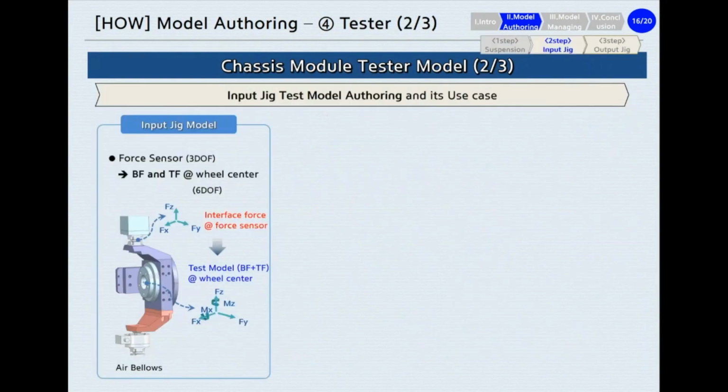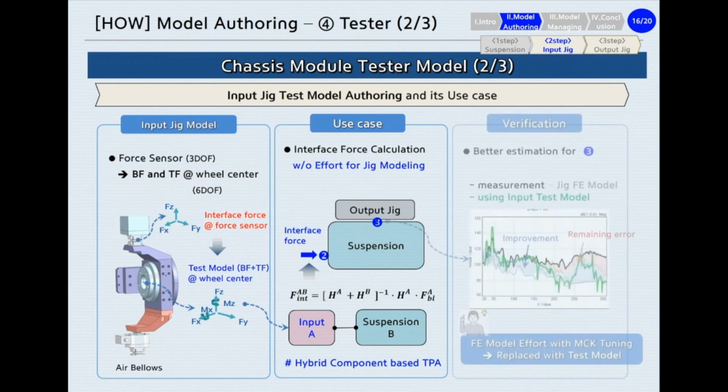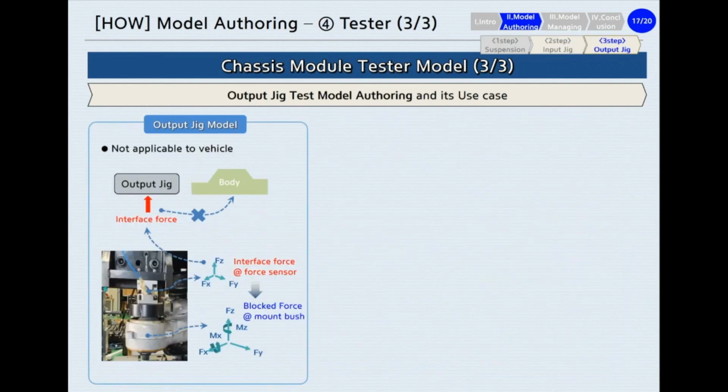To solve this problem, we authored a test model for the input module, as we did for the tire system. By using the test model of the source and the simulation model of the receiver, the interface force at the wheel center was calculated according to hybrid component-based TPA, without the effort of modeling the jig system. And it is shown that the output force estimated from the input test model showed a better correlation than jig FE modeling. To reduce the remaining error, it is necessary to get a credible output jig model, which was very difficult.